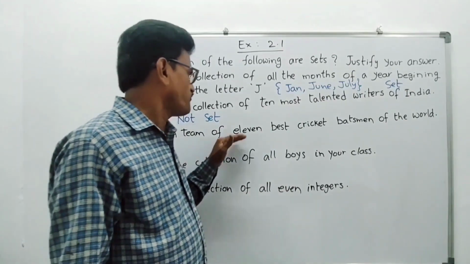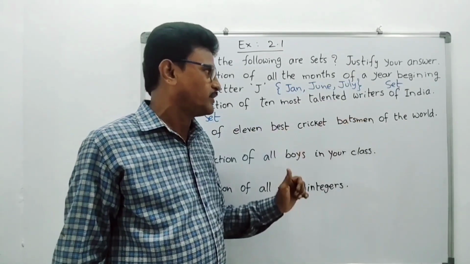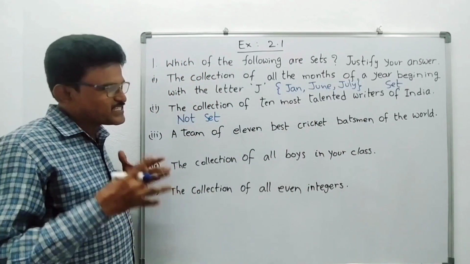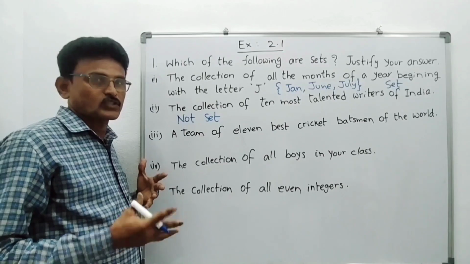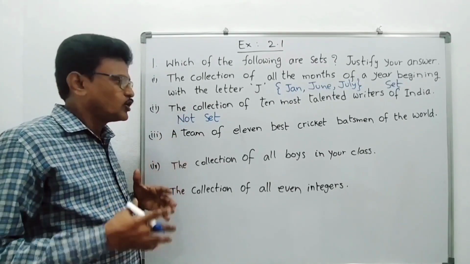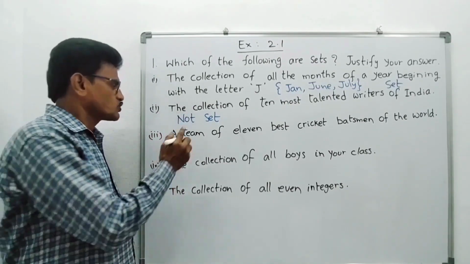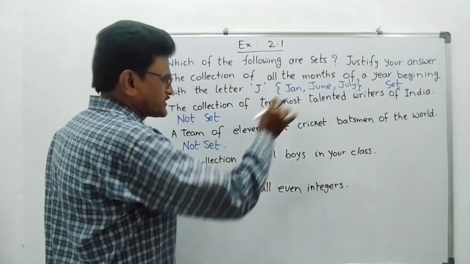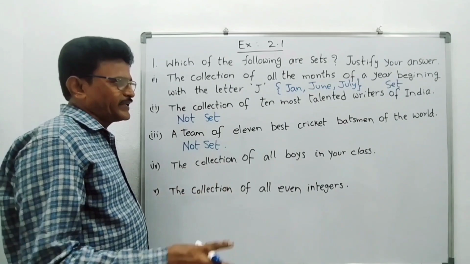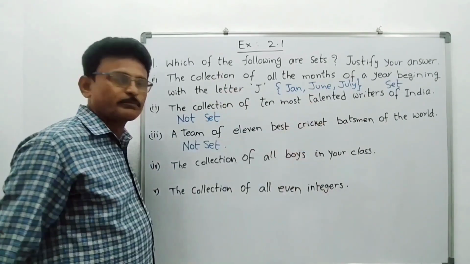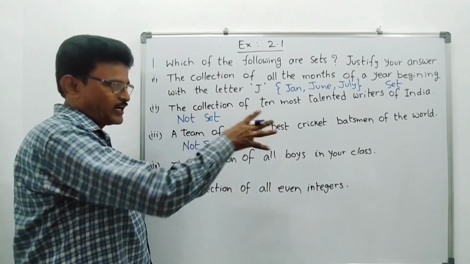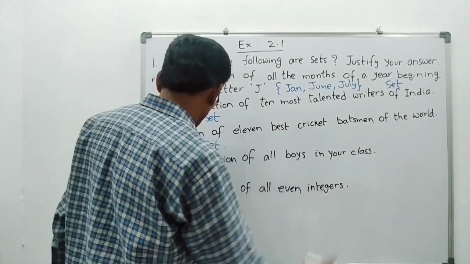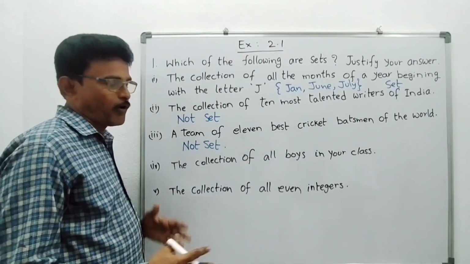Right, a team of 11 best cricket batsmen of the world. This one also, same thing. Who is the best cricket batsman of the world? Throughout the world, we can't decide who is the best cricket batsman. So this one is also not a set. And the reason, you are right, is that no one can decide whether a person is the best cricket batsman or not. It is highly impossible to select the best cricket batsman of the world. That is the reason.